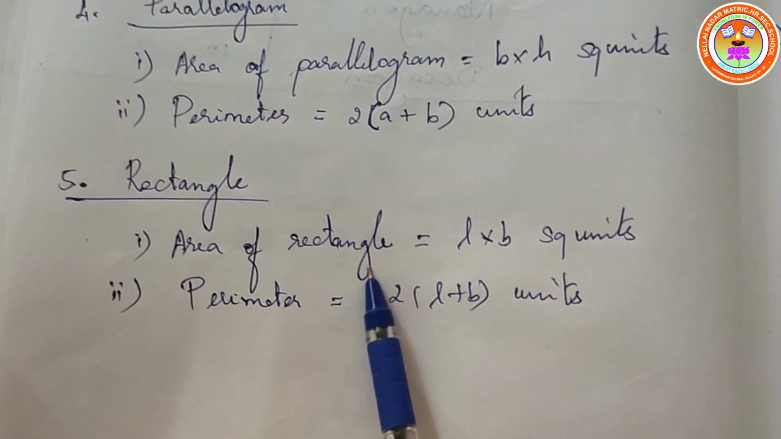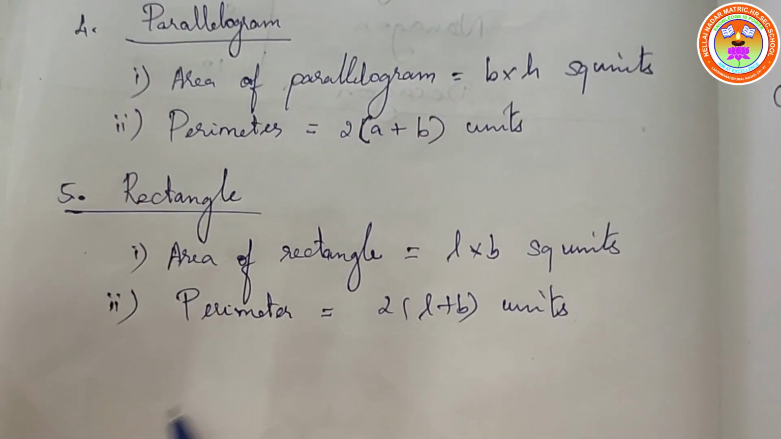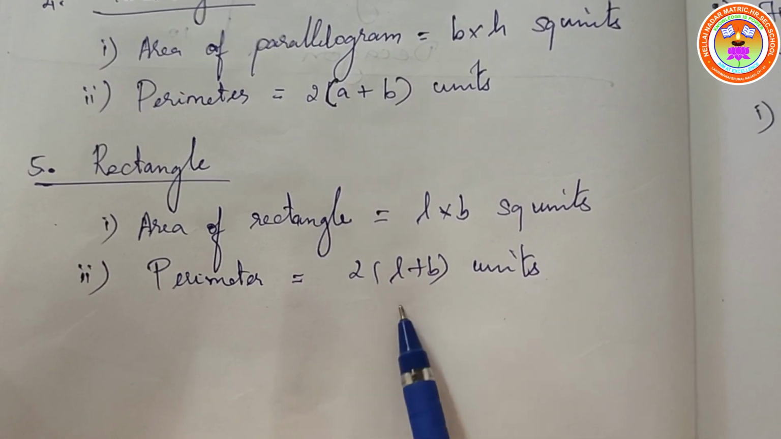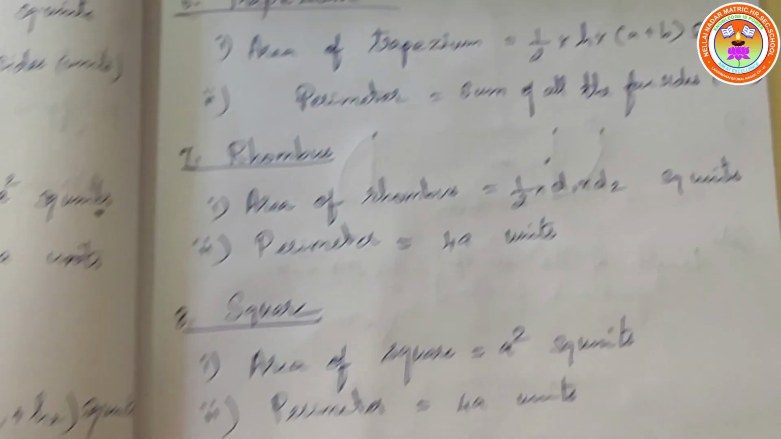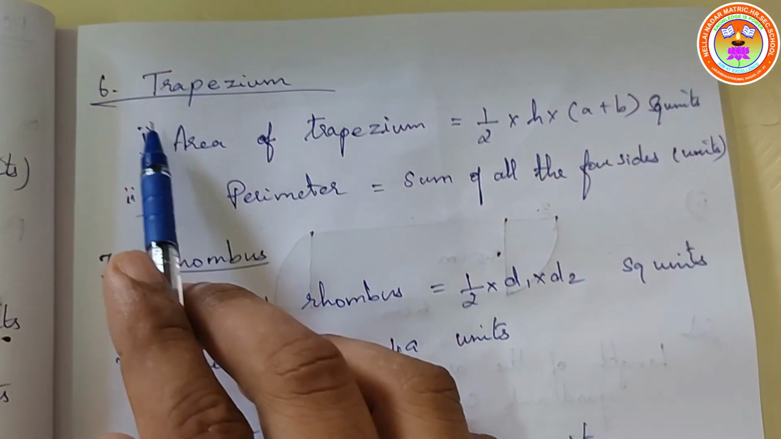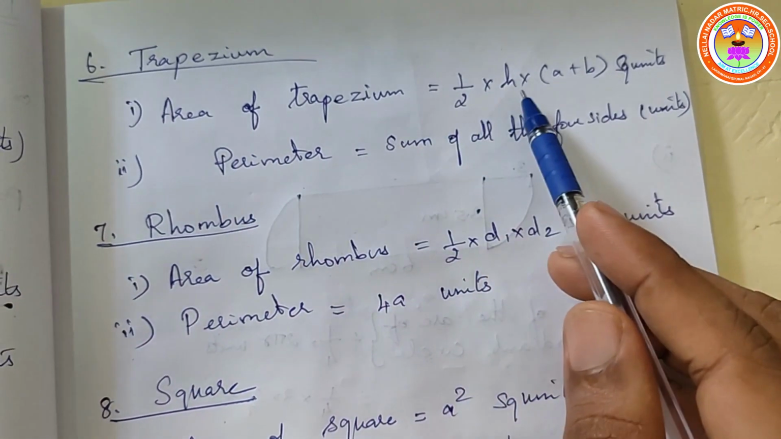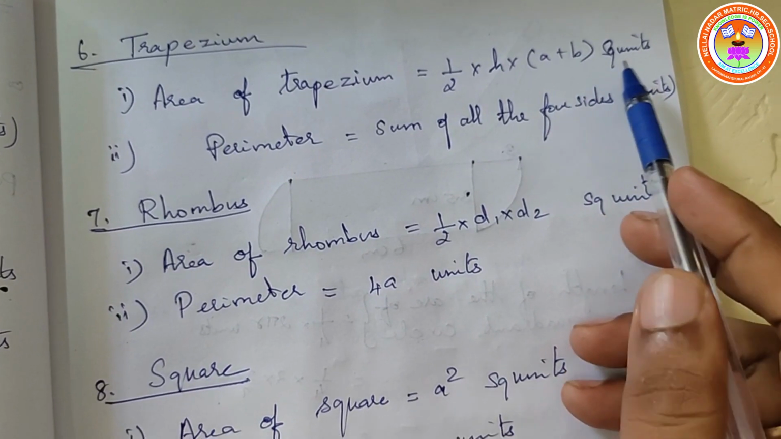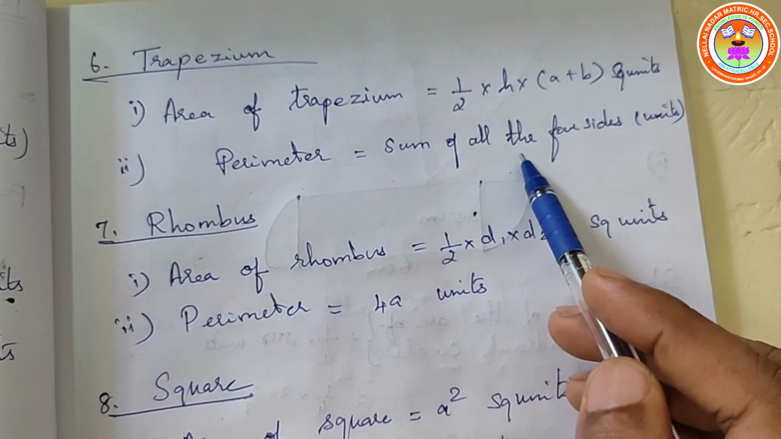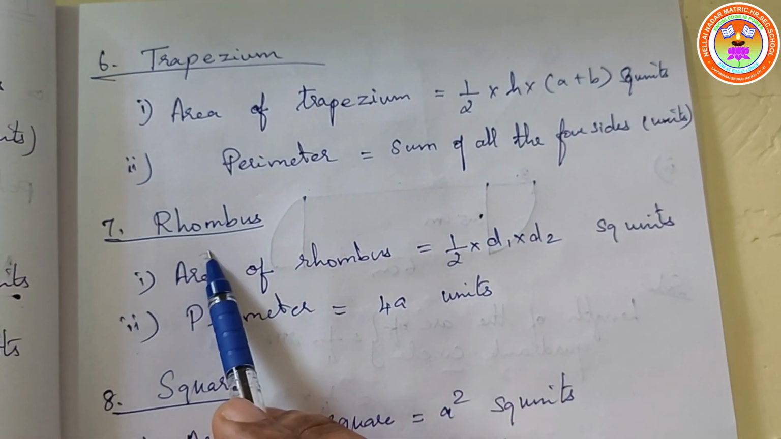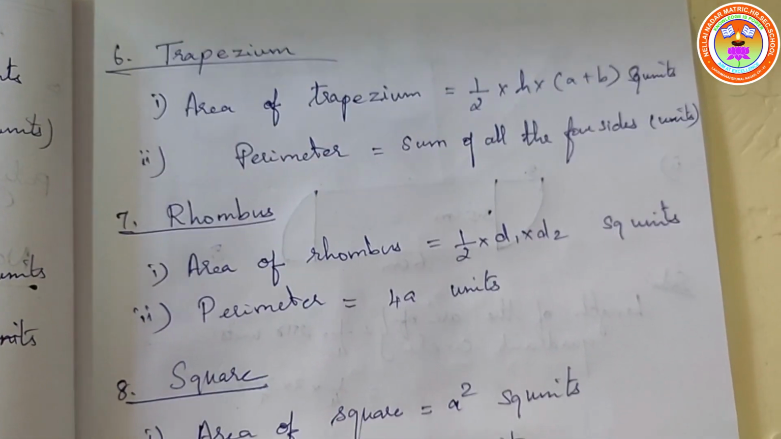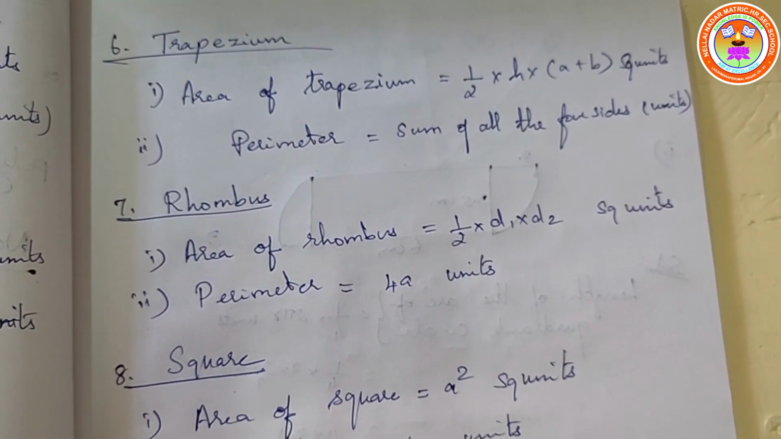Rectangle: area of the rectangle is L into B square units. Perimeter is 2 into L plus B units. Trapezium: area of the trapezium is half into H into A plus B square units. Perimeter is the sum of all the 4 sides. Rhombus, you can pause it on the particular page and you can copy down.